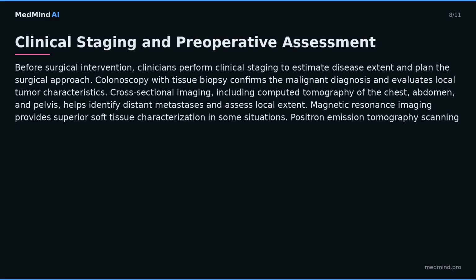Clinical staging and preoperative assessment. Before surgical intervention, clinicians perform clinical staging to estimate disease extent and plan the surgical approach. Colonoscopy with tissue biopsy confirms the malignant diagnosis and evaluates local tumor characteristics. Cross-sectional imaging, including computed tomography of the chest, abdomen, and pelvis, helps identify distant metastases and assess local extent.